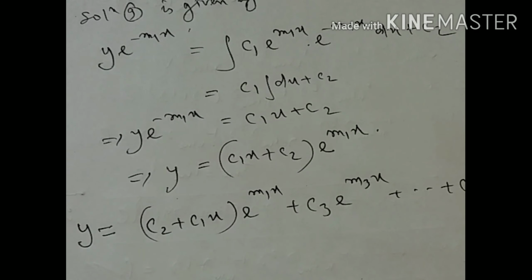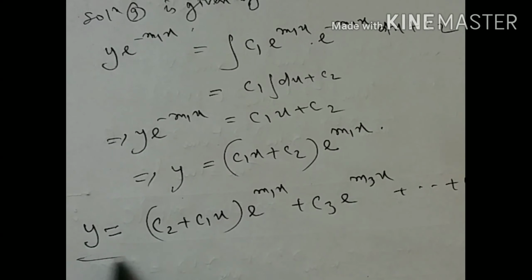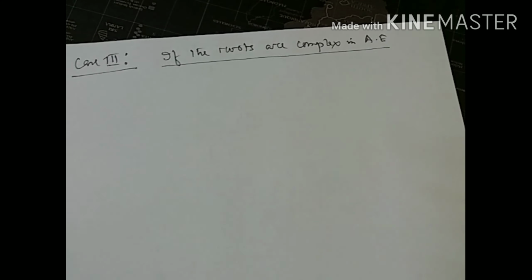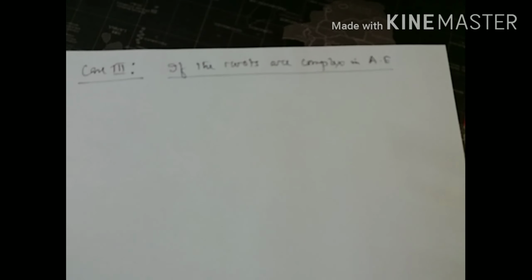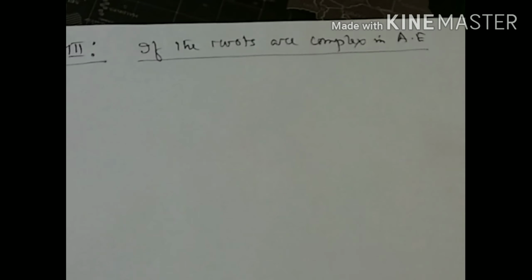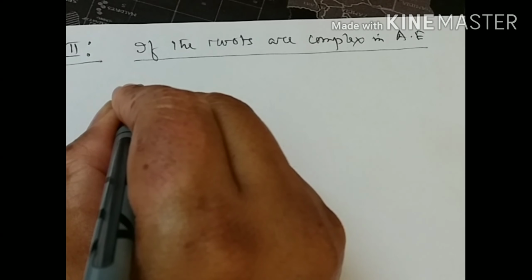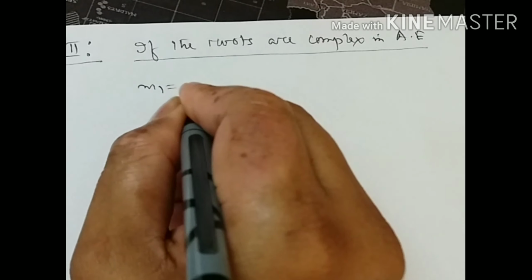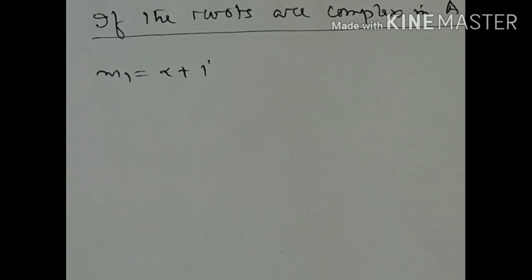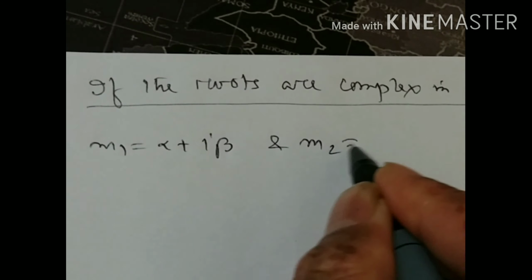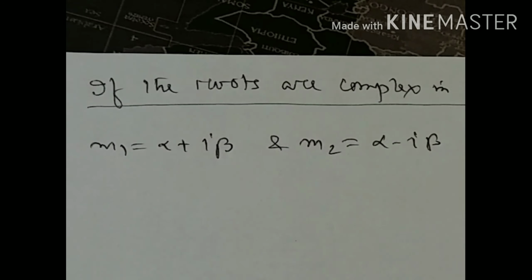Here the number of constants is n. Similarly, here the number of constants is n. This is the general solution of the second case. Now the third case, if the roots are complex in the auxiliary equation. So we will write the solution for these two for the complex root. Suppose these two roots are imaginary, say m1 equals alpha plus i beta and m2 equals alpha minus i beta, where i equals what? Root over minus 1.